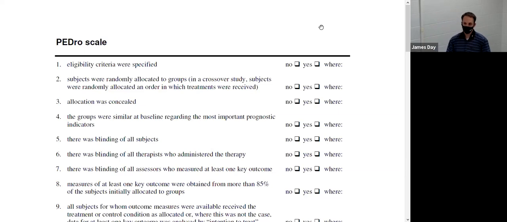What the Pedro score is, it is a way to judge the quality of randomized control trials. Now, when I say judge the quality, I want you to always keep in mind that the number one aspect of the quality of a study is going to be the type of study that it is.